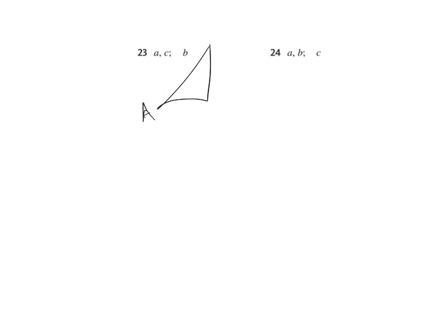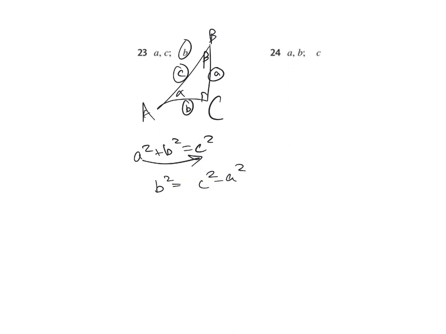23. So we have B in our problem, C and A. So we're going to write B in terms of A and C. Since we don't have any angles, we'll use the Pythagorean theorem. A squared plus B squared equals C squared. And we're solving for B. So we'll subtract A squared, C squared minus A squared, and then we'll take the square root. So B is equal to the square root of C squared minus A squared. It's not plus or minus because B is a distance and B has to be positive.